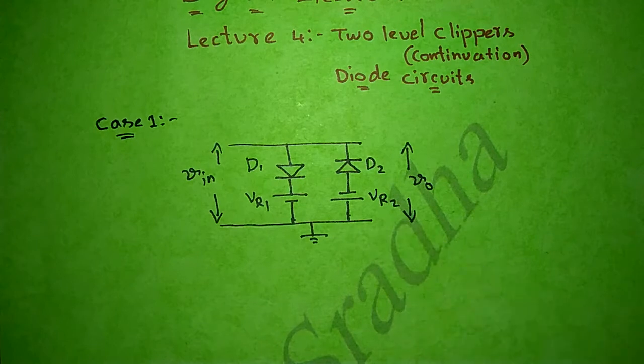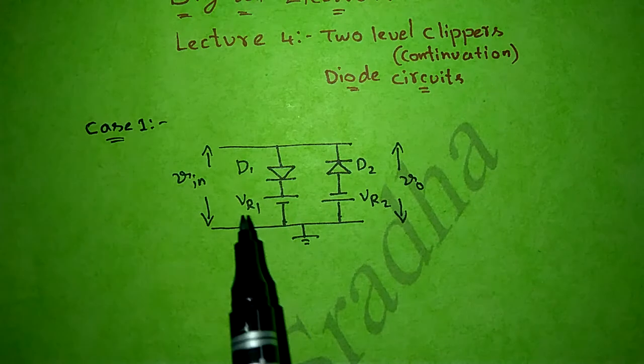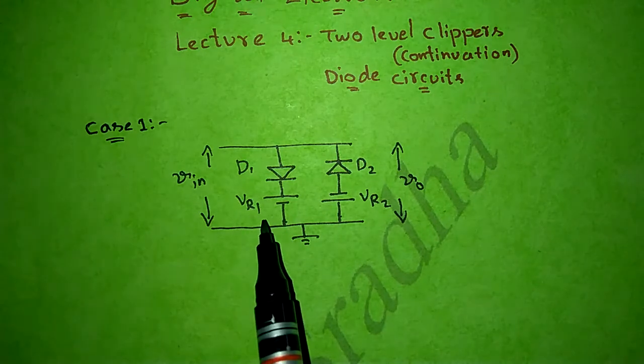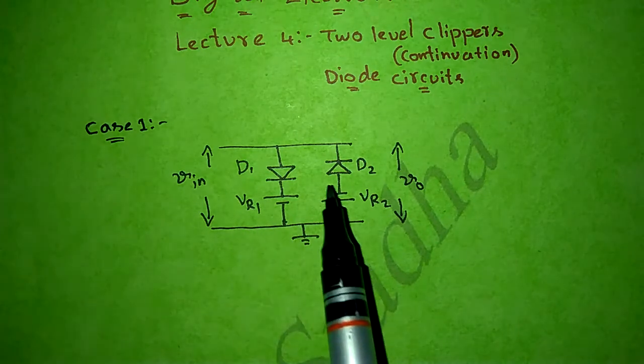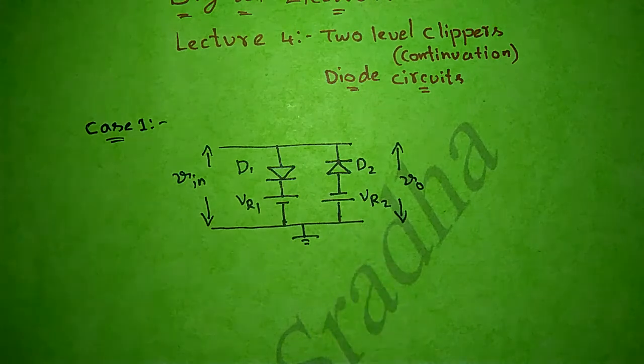I want to explain a simple procedure for analyzing any kind of two-level clipper. Suppose I take the first case, that is, for diode D1 I connected positive VR1 and for diode D2 I connected negative VR2. So what will be the output we have to find.